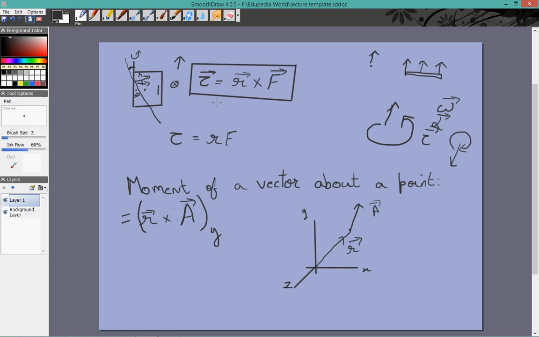The reason I've told you this concept is because we'll see this again and again and again. We'll later look at a concept called angular momentum, which will be the rotational analog of linear momentum. And just like torque is the moment of force, angular momentum will be the moment of momentum, right, about a point or about a line. So torque is nothing but the moment of force about a line. The line is the axis of rotation, right?